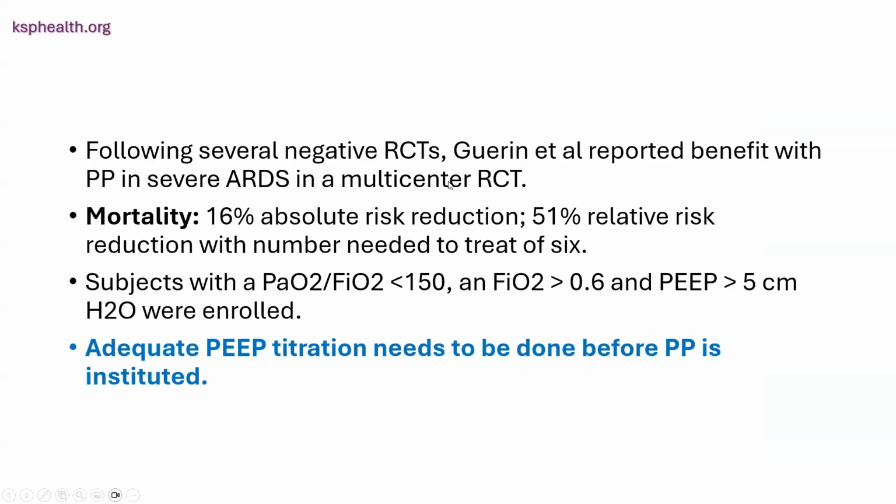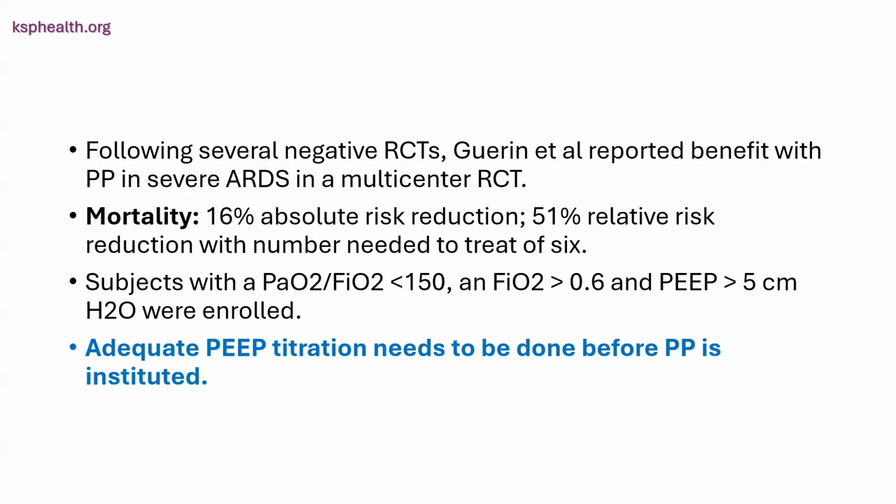Following several negative RCTs, as I told you, prone positioning was used, then fell out of favor, and then Guérin et al. reported benefit with prone positioning in severe ARDS in a multi-center randomized controlled trial. They showed a 16% absolute risk reduction and 51% relative risk reduction with a number needed to treat of 6. For benefit to occur, you need to treat 6 patients.